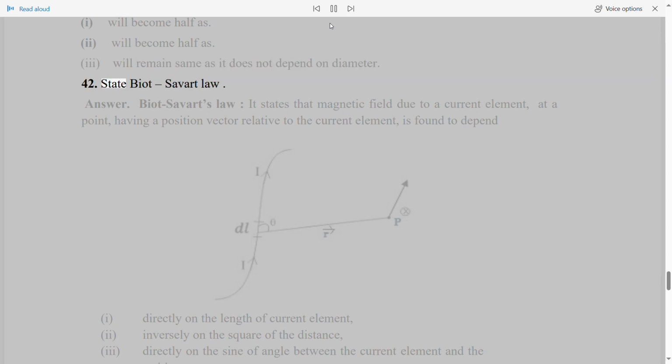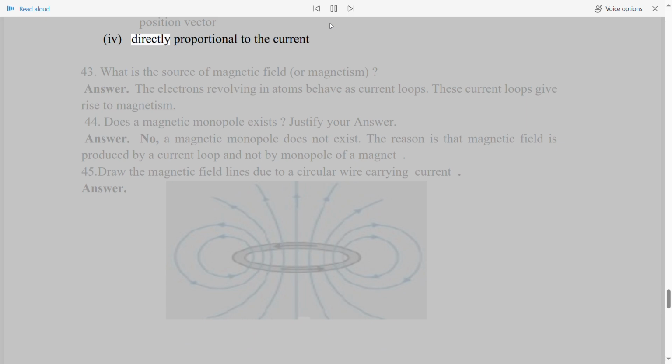42. State Biot-Savart law. Answer: Biot-Savart's law states that the magnetic field due to a current element at a point having a position vector r relative to the current element is found to depend 1. directly on the length of the current element, 2. inversely on the square of the distance, 3. directly on the sine of the angle between the current element and the position vector, 4. directly proportional to the current.